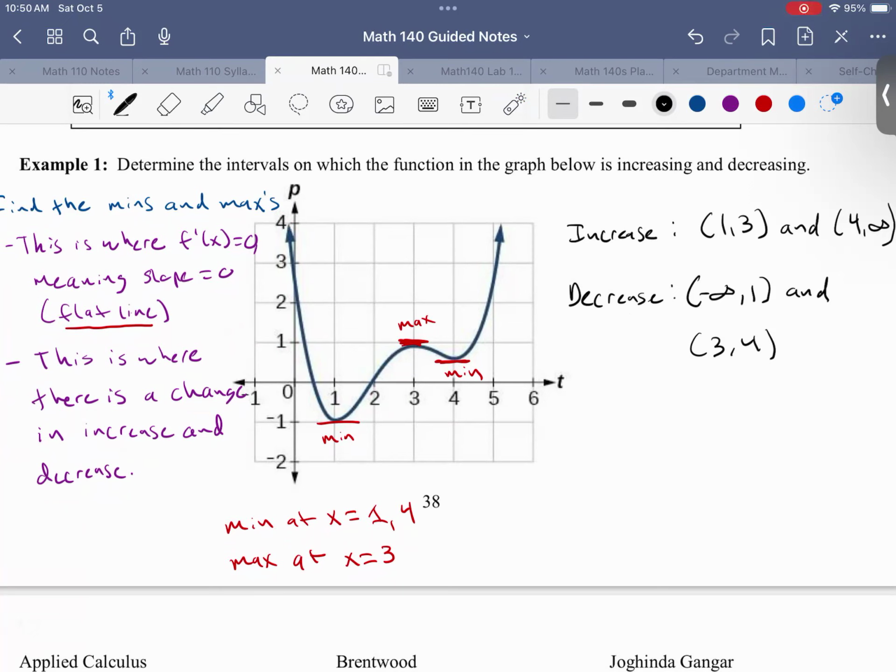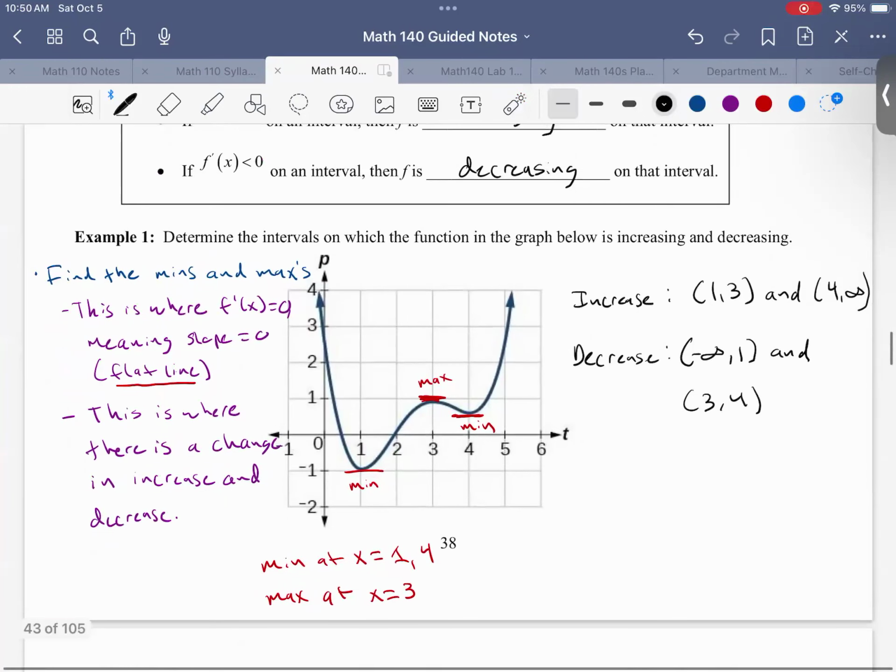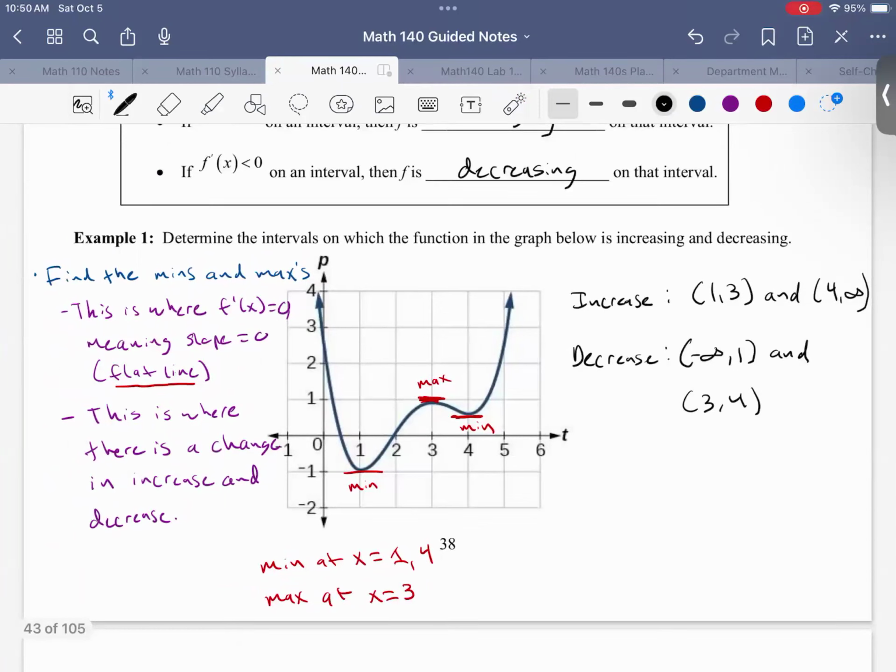Okay, so that's a little brief introduction to increase, decrease, max and mins graphically. So let's go ahead and move forward with this, and I'll see you next time.